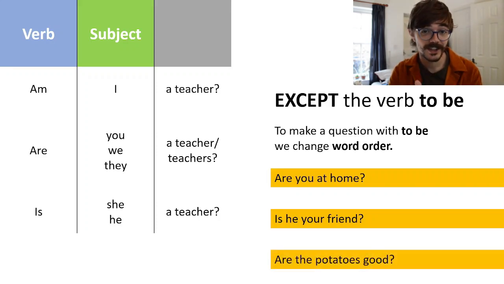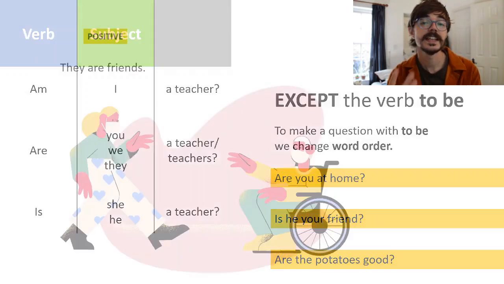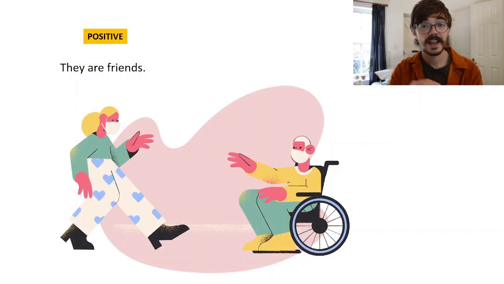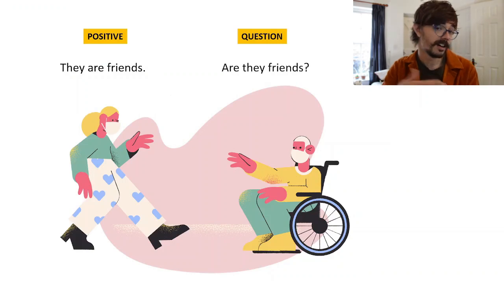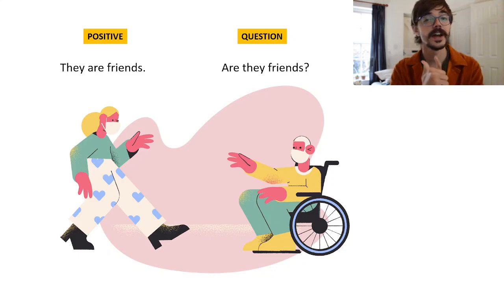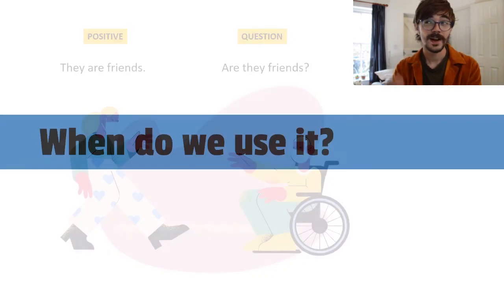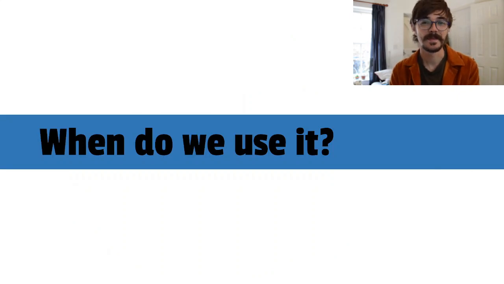Are the potatoes good? So here's a positive sentence. They are friends. Let's make it into a question. Are they friends? So it's very easy with the verb to be. We don't add do, we don't add does, we just change the word order. So now you know how to make a positive sentence, how to make a negative sentence, and how to make a question.